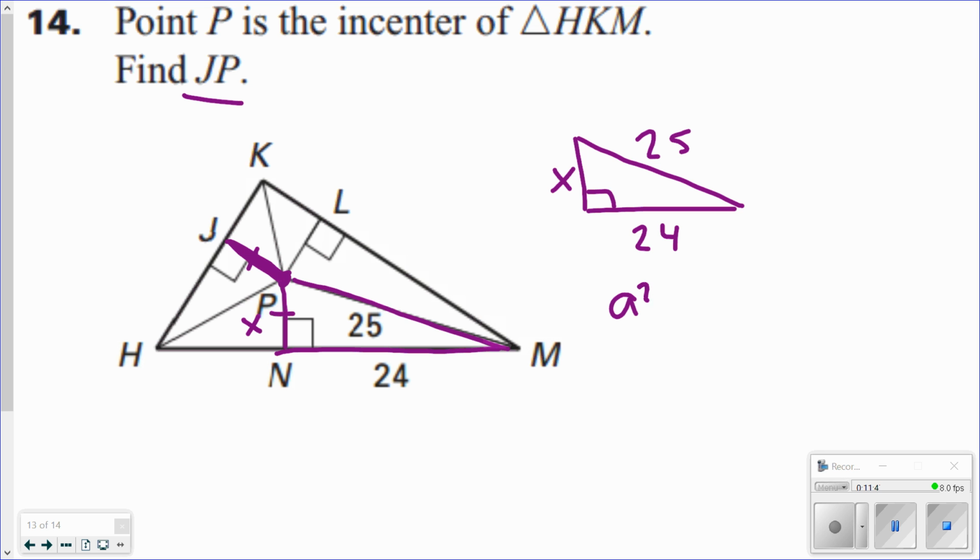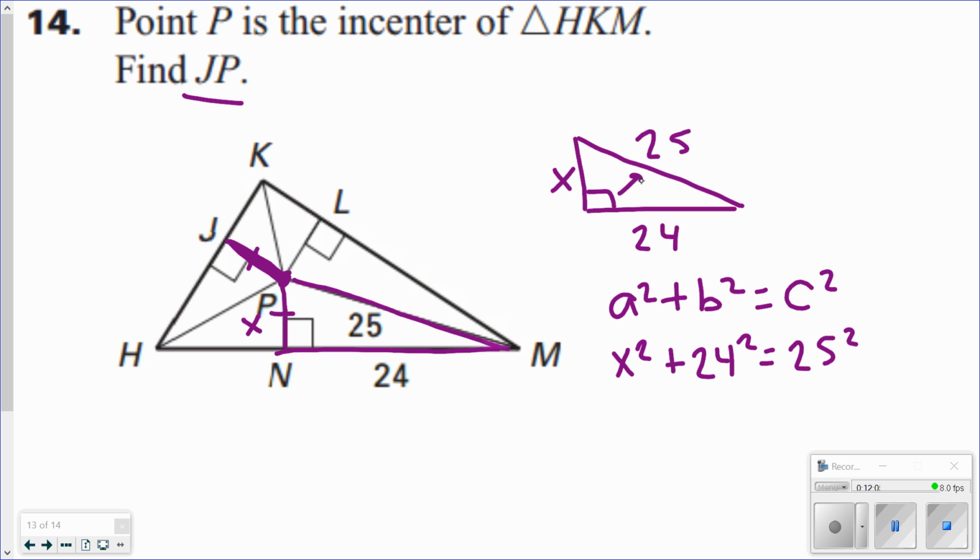A squared plus b squared is equal to c squared. I'll call x a. So x squared plus b is going to be 24, and I'm squaring that, is equal to c, which has to be 25, because 25 is our hypotenuse. All right, so let's simplify this. I end up getting that x squared plus 24 squared, which is 576, is equal to 25 squared, which is 625.